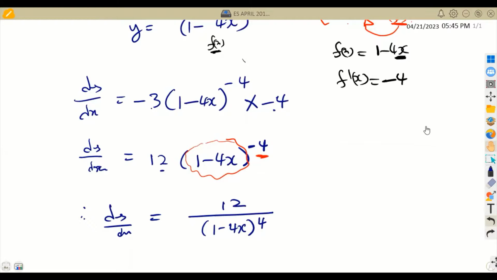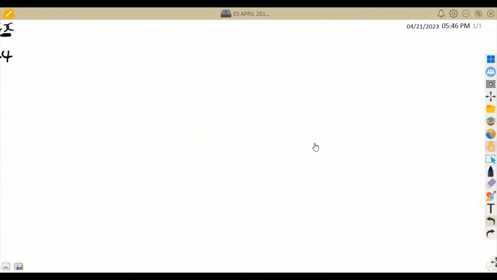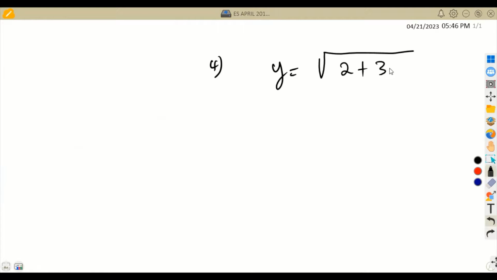So as you can see, questions can be easier like this. It's just a matter of trying to simplify properly whatever you're given. Sometimes they might even give us expressions under the square root, just like this question. Let's say we are given that y is equivalent to the square root of 2 plus 3x. How are we going to differentiate this? Remember, the square root from our laws of exponents is the same as the exponent of a half. So this is 2 plus 3x to the exponent of a half.